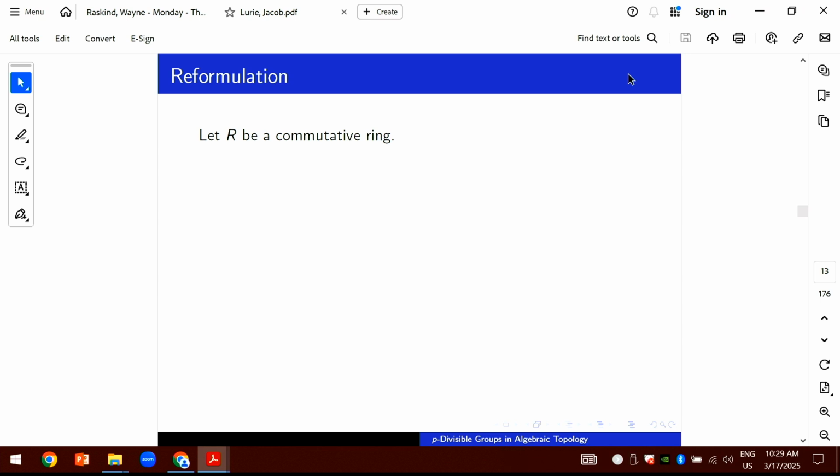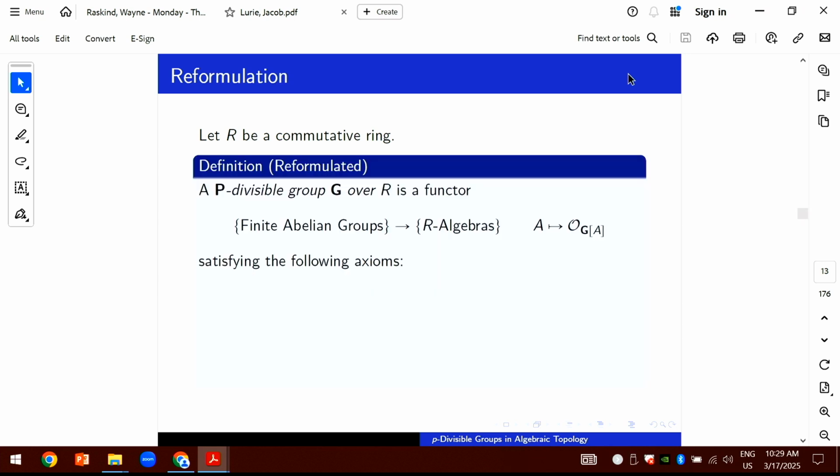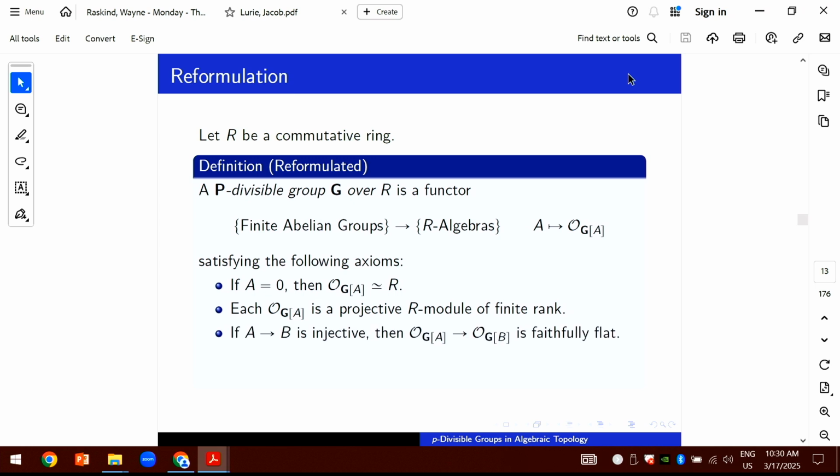So let R be a commutative ring. Here's a reformulation of what it means to be a p-divisible group. It's a functor from finite abelian groups into R-algebras. Again, I'll call the p-divisible group boldface G, but the functor is A goes to O_{G[A]}. And what has to be true? Well, the zero group goes to the ring R. You always get a projective R-module of finite rank.